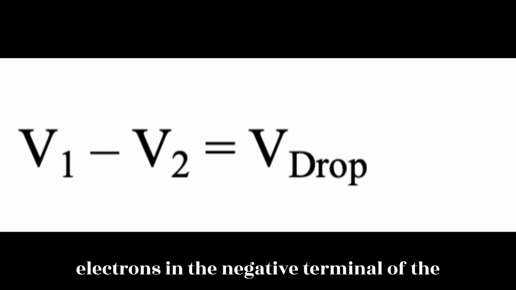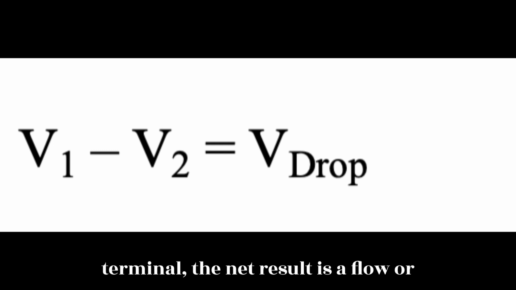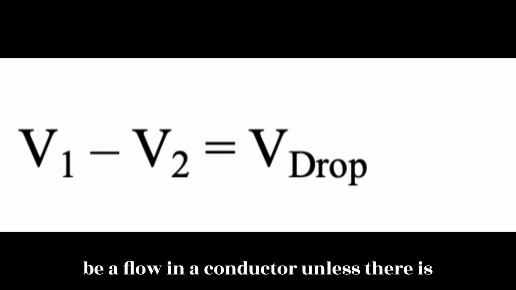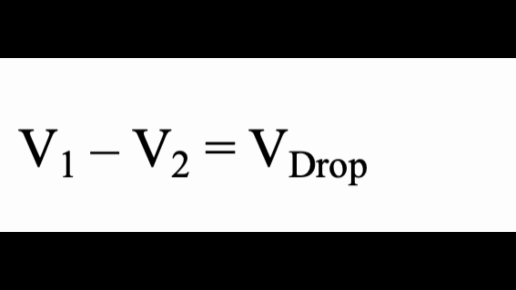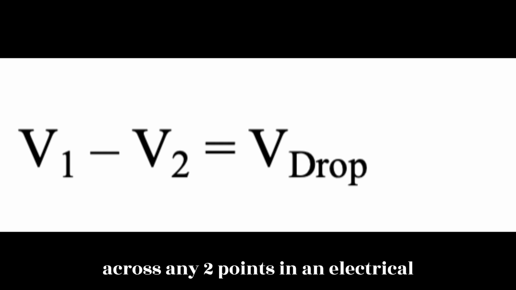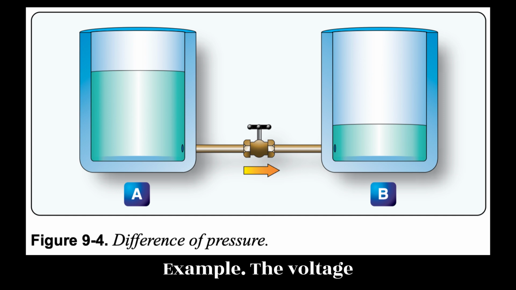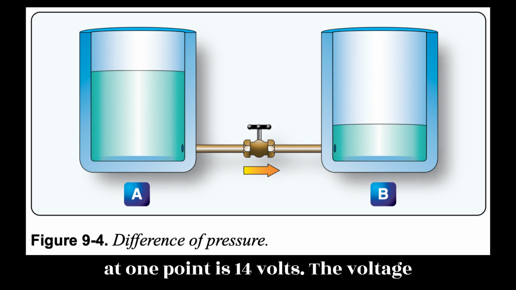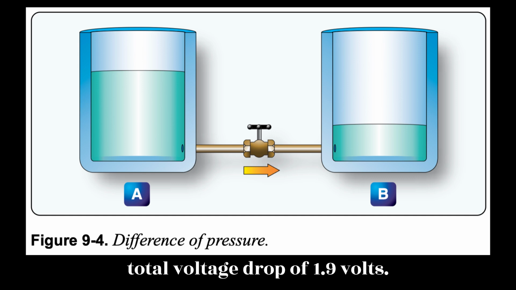Free electrons in the negative terminal of the battery move toward the excessive number of positive charges in the positive terminal. The net result is a flow or current through a conductor. There cannot be a flow in a conductor unless there is an applied voltage from a battery, generator, or ground power unit. The potential difference, or the voltage across any 2 points in an electrical system, can be determined by V1 - V2 = V drop. Example. The voltage at one point is 14 volts. The voltage at a second point in the circuit is 12.1 volts. To calculate the voltage drop, use the formula above to get a total voltage drop of 1.9 volts.